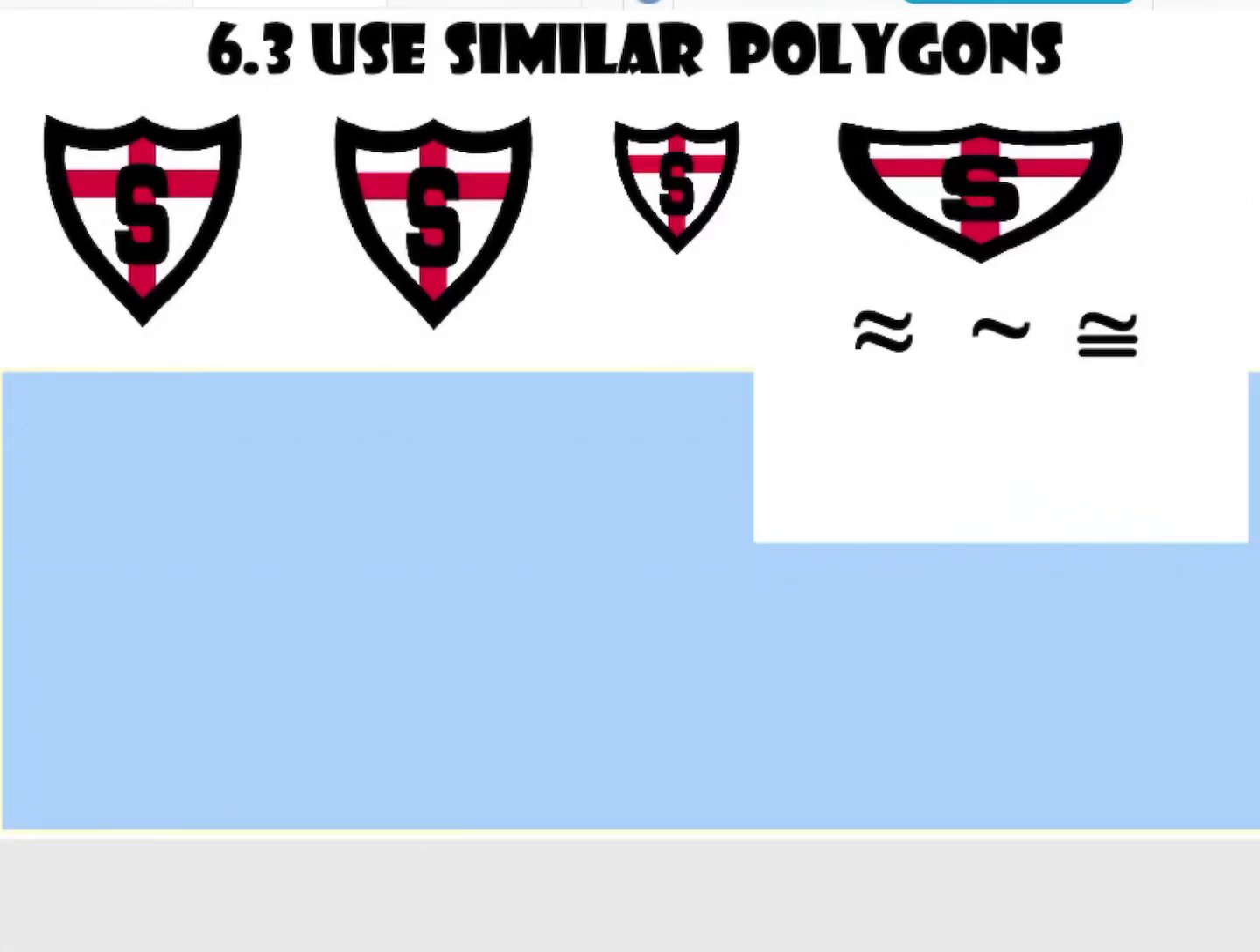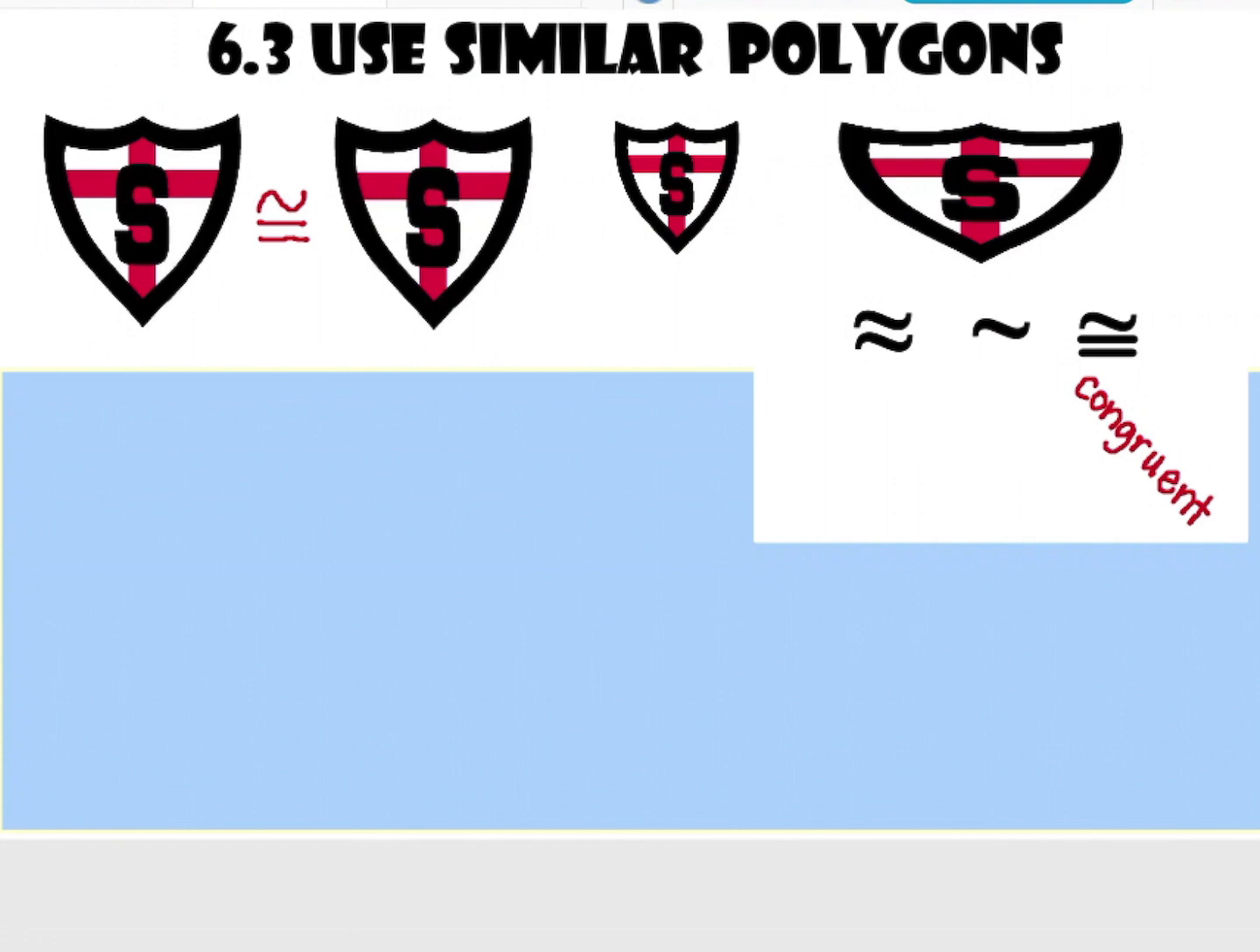Today we're learning about similar polygons. We have already learned about congruent polygons. The symbol for congruent being this one. These two Shanley shields are congruent. And congruent means same shape, same size. All the angles match, all the lengths match.